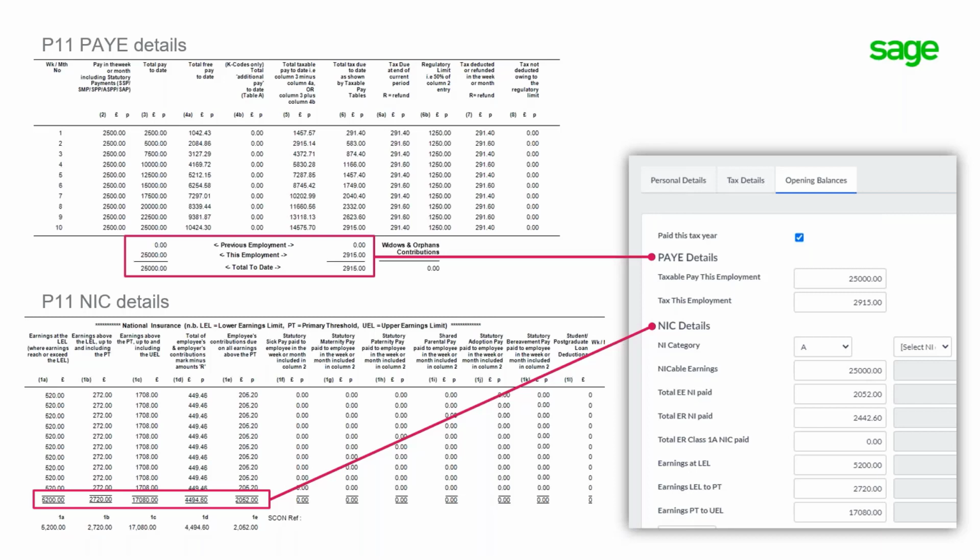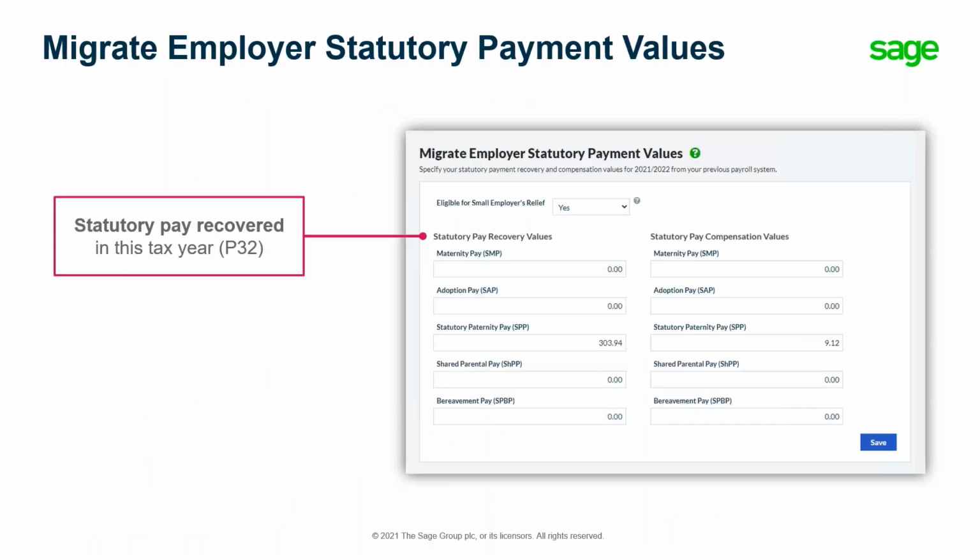As well as the employee opening balances, some of the next steps mentioned entering employer values. So you would need to do this if you have recovered any statutory payments during the tax year. So that would be maternity, adoption, paternity, parental, or bereavement pay. And you would find that information on your P32 report from the previous software.